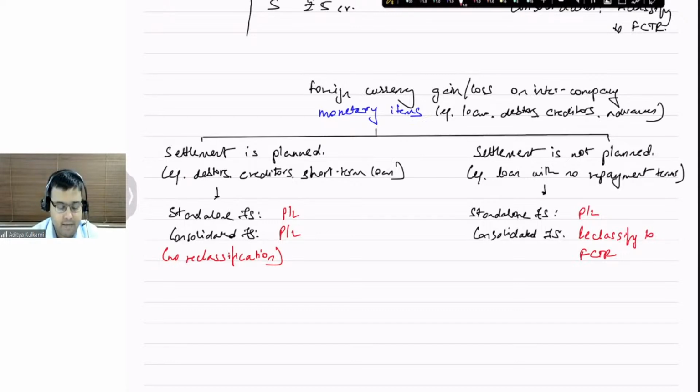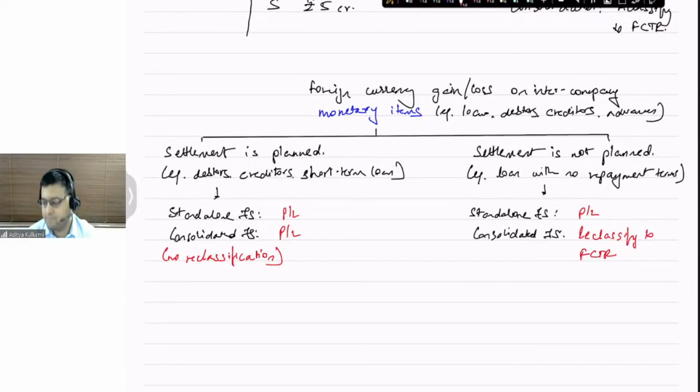I cannot keep it in the P&L because it's not going to be realized, and that is why I will be recording it in the FCTR. I will be recording it in the FCTR. Is it okay? Yes. All clear? So that is all about net investment in foreign operations. Okay, net investment in foreign operations.